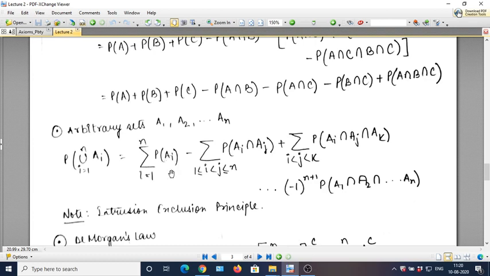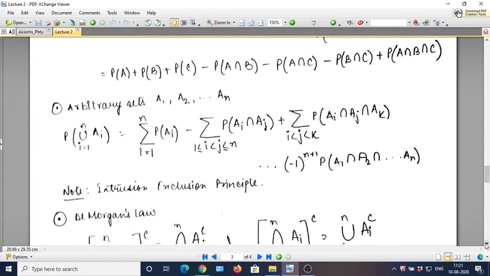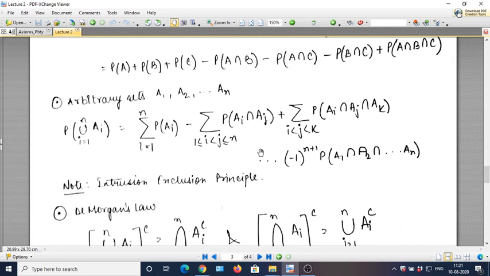If it is 2, then you would see that individual probabilities are being added, then the pairs are being subtracted. If n is equal to 2, the final one is minus of P(A ∩ B). So this has to be minus 1 power n plus 1. This powerful law is called the inclusion exclusion principle. So we include certain probability measures, then we exclude, then we include, and so on.